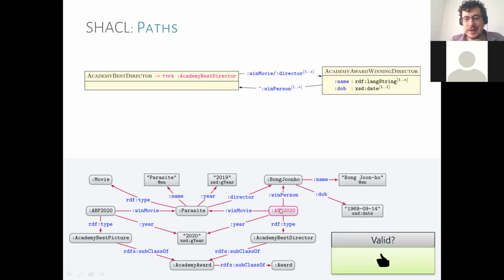What we haven't really required is that this is actually a triangle. We haven't said that this here must connect. So the director of the movie who wins Academy Best Director, that person must win the Academy Best Director. We haven't enforced that, just that this is of type Academy Best Director, that it satisfies the Academy Best Director shape. Not necessarily, there could have been a different Academy Best Director here. So in any case, this is valid, and we see how we can use properties.